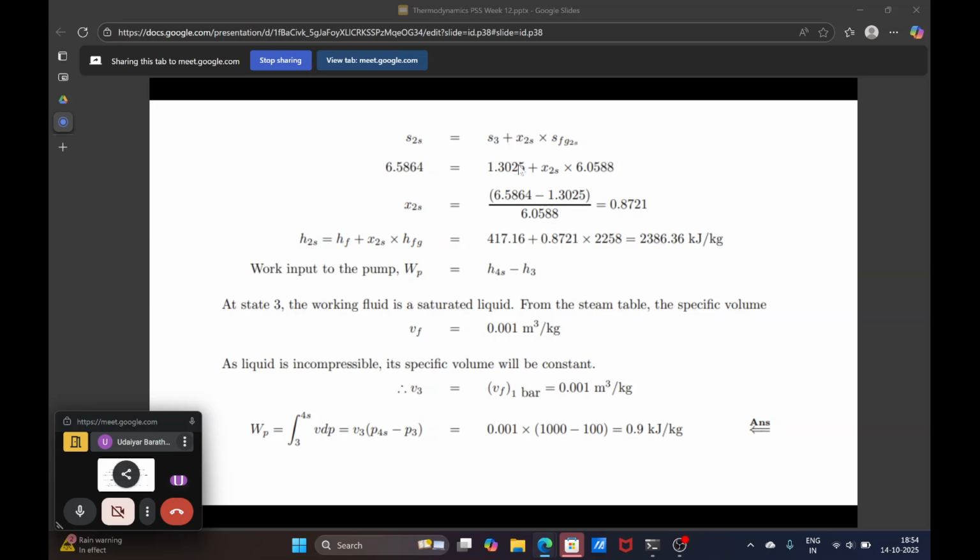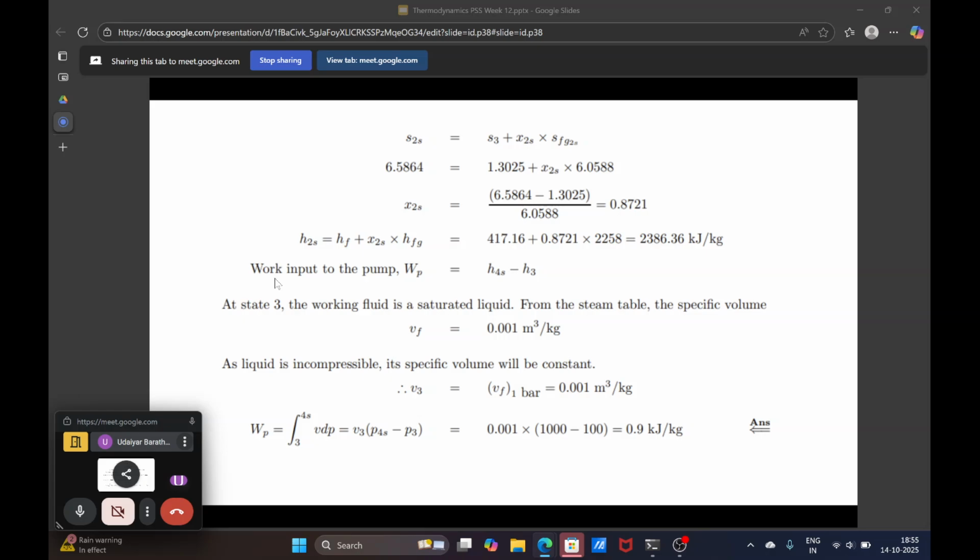So what we know is S2S is S3 plus X2S into SFG. Substituting the values, the quality at 2 comes out to be 87.21%, and using this we can estimate the enthalpy. The enthalpy is the enthalpy of liquid plus quality into latent heat. So H2S comes out to be 2386.36 kilojoule per kg. The work input to the pump is H4S minus H3.